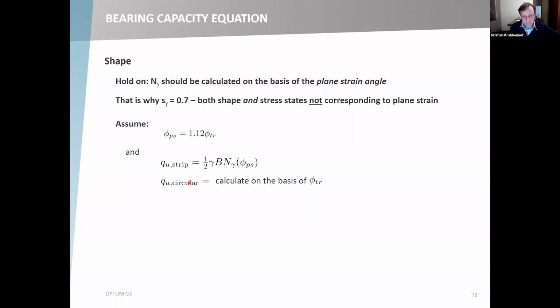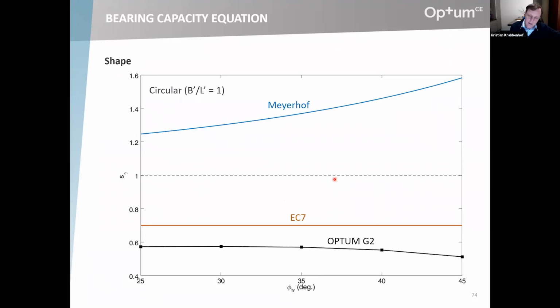And then the question is, what about the circular foundation? Because it's not plane strain, but it's not triaxial compression either at every stress point underneath in the ground. But let's assume that it is. Let's calculate it on the basis of the triaxial compression angle. That should be conservative. And then we have the shape factor, and this is how it looks. So this dips even below Eurocode 7. So maybe there is some sense to this value of 0.7 after all.